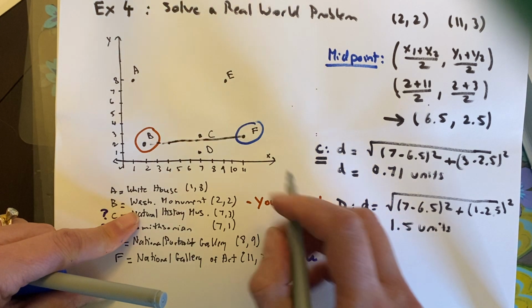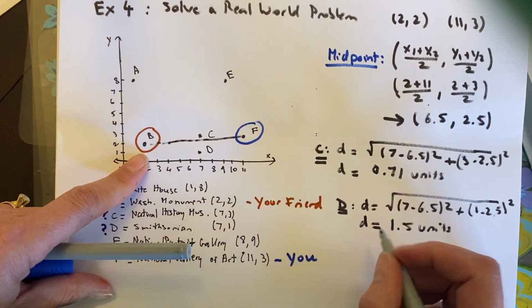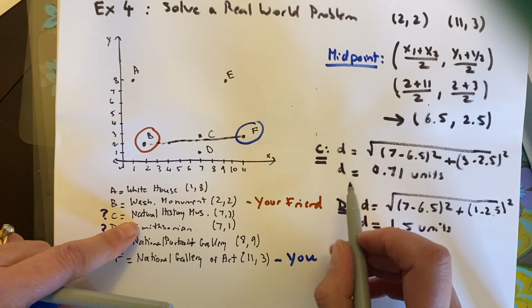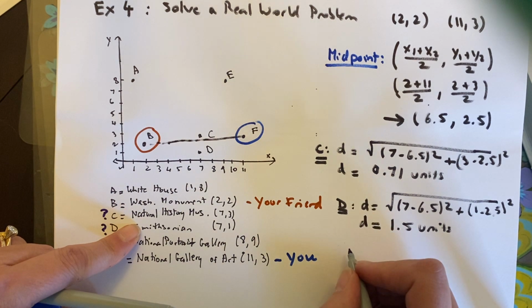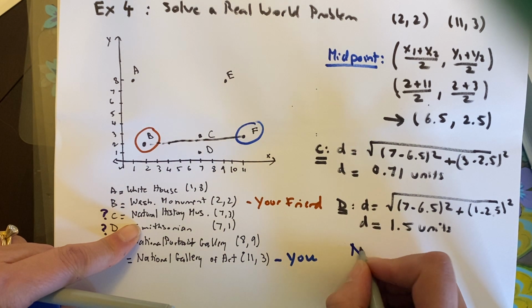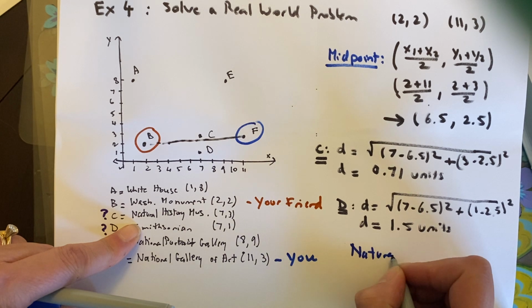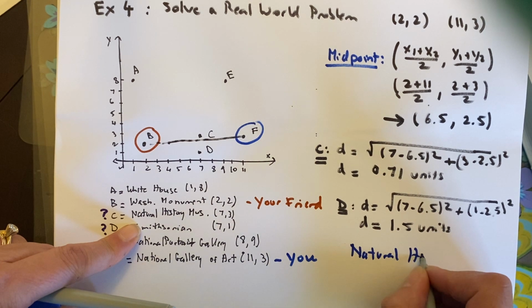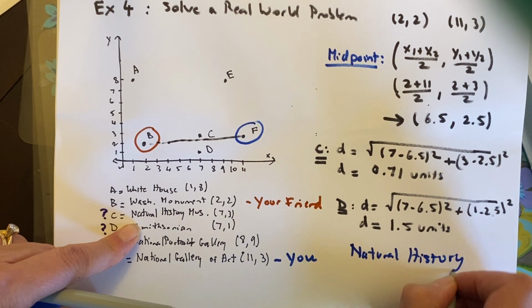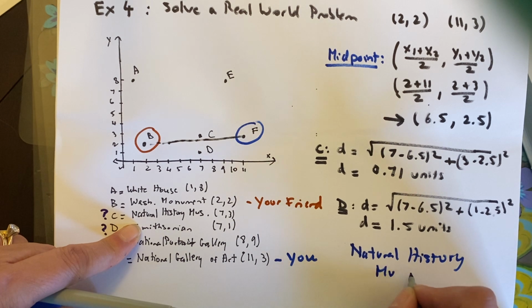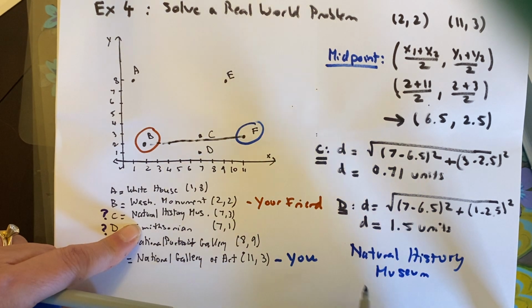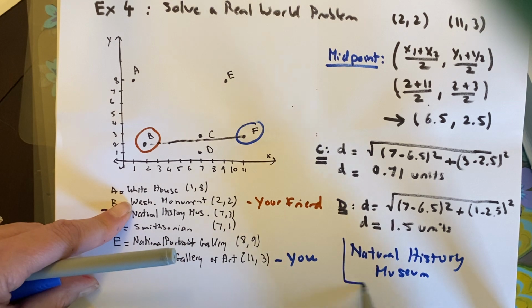So what that tells me is when I get to this midpoint between our current locations, the closest place is going to be the Natural History Museum. So your answer is we should meet at the Natural History Museum, because that is point C.